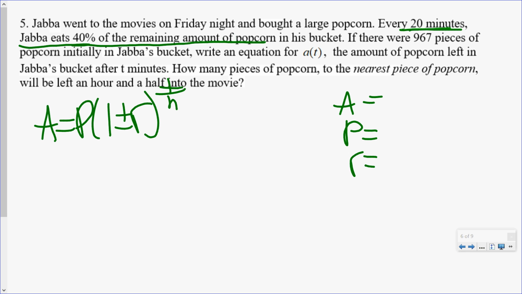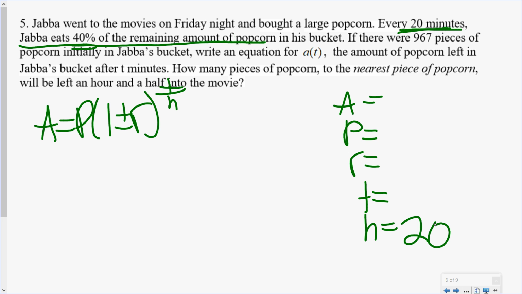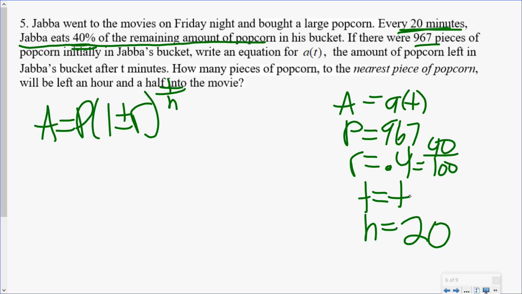A, P, R, T, H. Every 20 minutes, he eats 40%. So H is the time that it takes for the percent to be applied. 20 minutes is H. After 20 minutes, it is going down by 0.4. And again, to get the 0.4, you can do 40 divided by 100. There were 967 pieces initially. That's your P. Write an equation for A of T to represent the amount of popcorn left after T minutes.